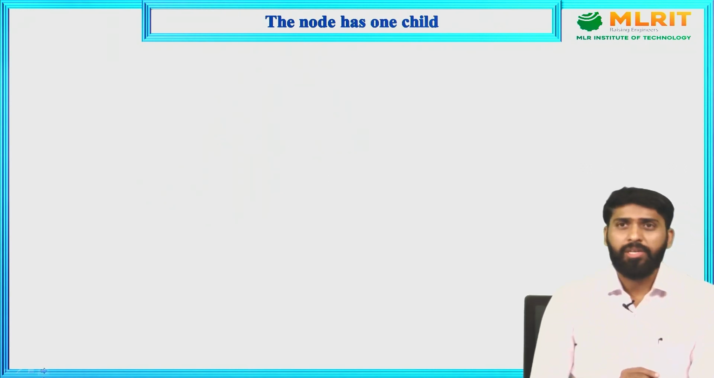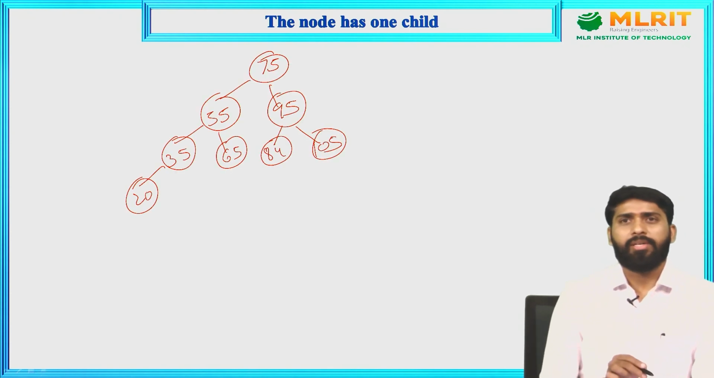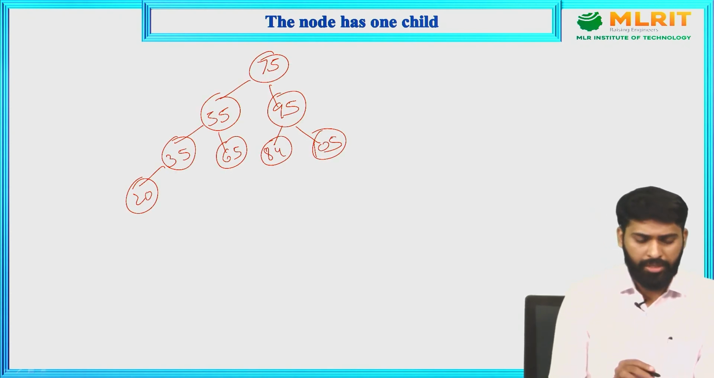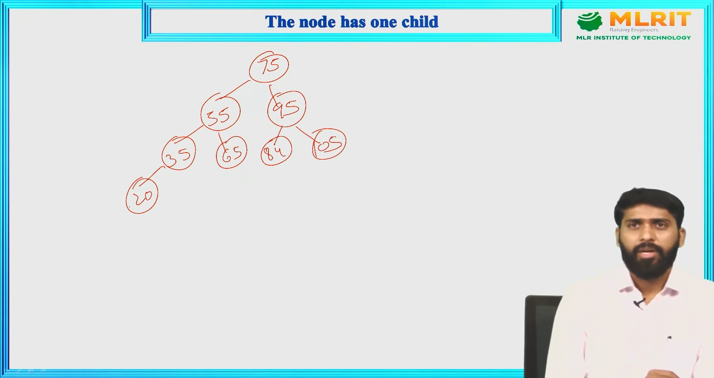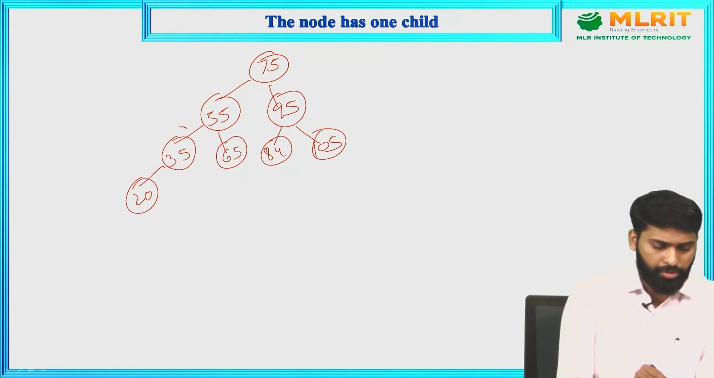Now we see the second case. Let us consider this binary search tree: 75, 55, 95, 35, 65, 84, 105, 20. Now I want to delete this node 35.